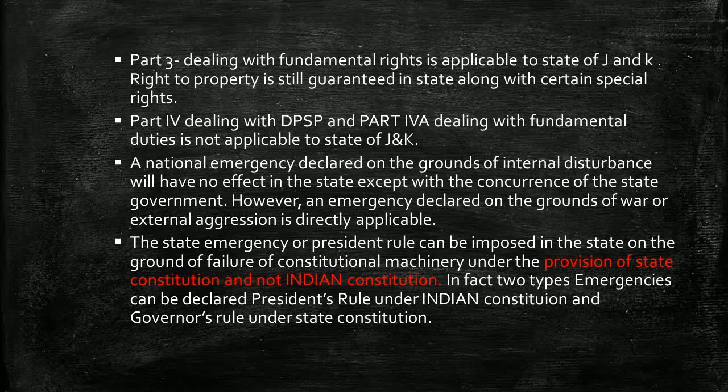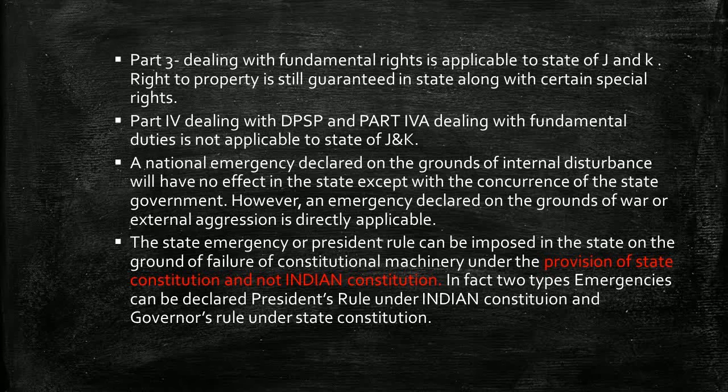The provision says that a national emergency declared on the ground of internal disturbance will have no effect in the state except with the concurrence of the state government. However, an emergency declared on the ground of war or external aggression is directly applicable. That means an emergency declared on the ground of internal disturbance will have to be declared with the consent of the state government. But an emergency declared on the ground of war or external aggression does not need the consent of the state government and is directly applicable.